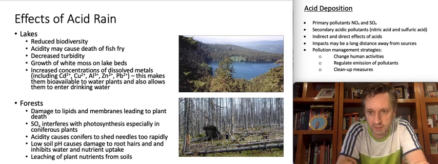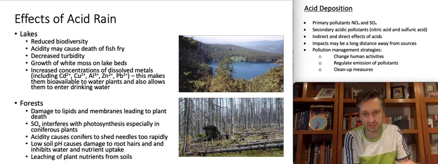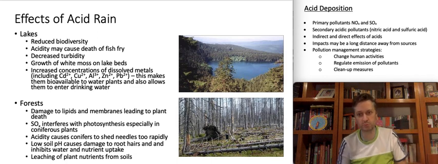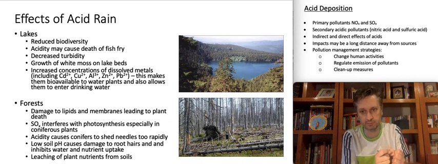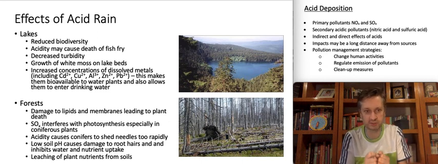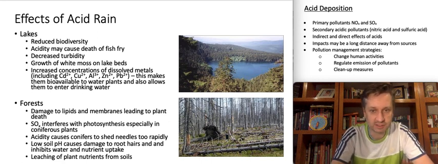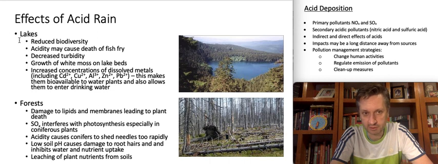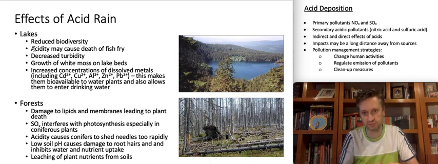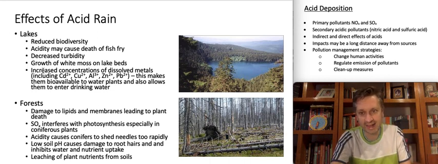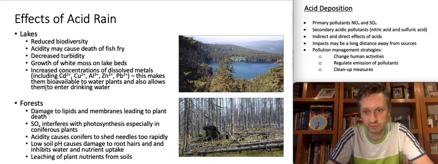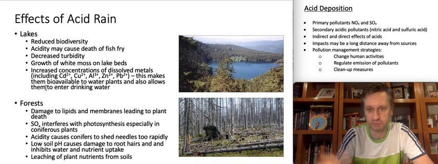Okay, the effects. I talked about direct and indirect effects. What I thought was easier to understand is to split this up into the two major effects, one on water and secondly on living things. The main effects in terms of water are in lakes, because it's still water that's not flowing and is not replaced, and the main effects on living things are on forests, especially coniferous forests, which we see in Northern Europe.